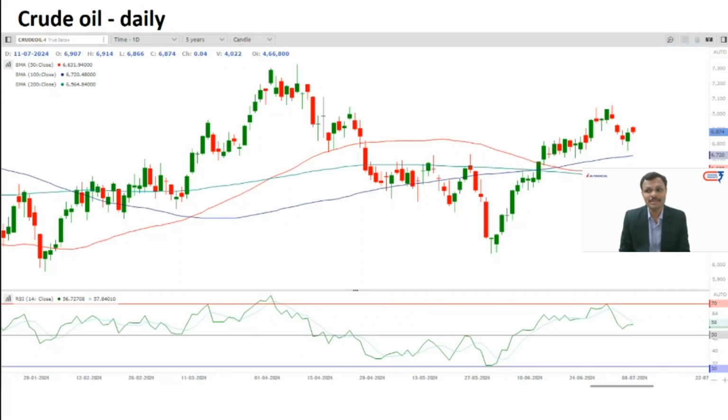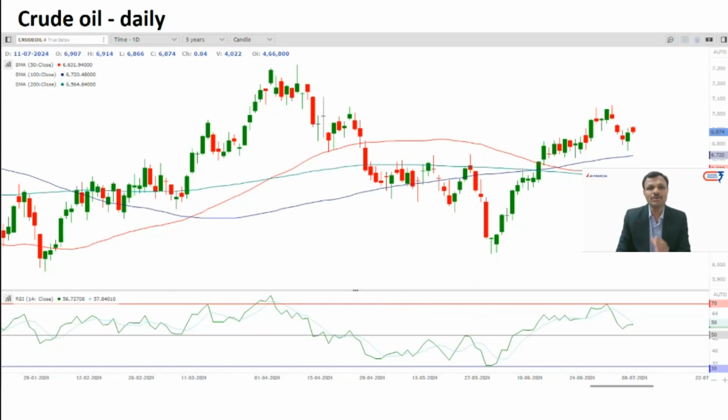Strong support at 6700, which is the 100-day moving average. If prices break below 6700, then only we expect a reversal in crude trend. Otherwise, the bias remains very much on the positive side, and prices could go up close to 7,100, 7,200 levels, possibly in the next 1 to 2 trading weeks. So this is the daily chart.